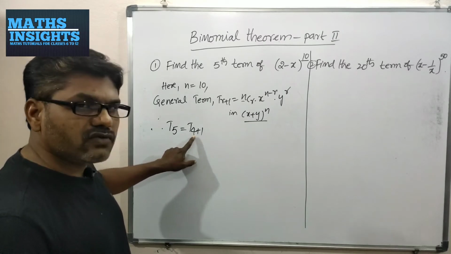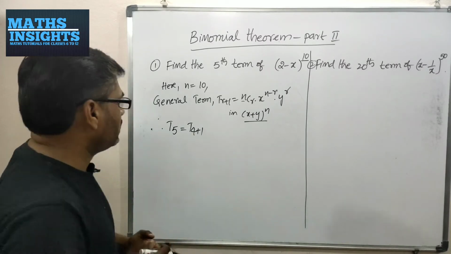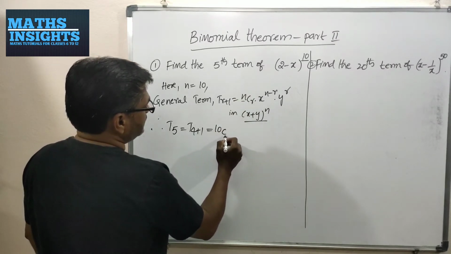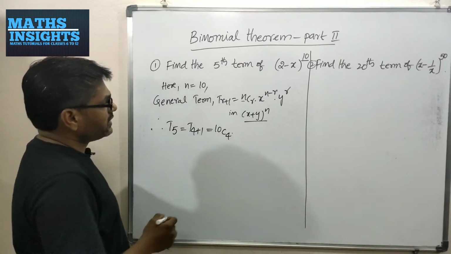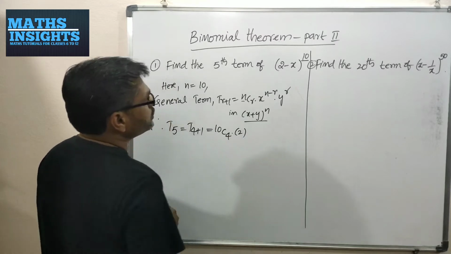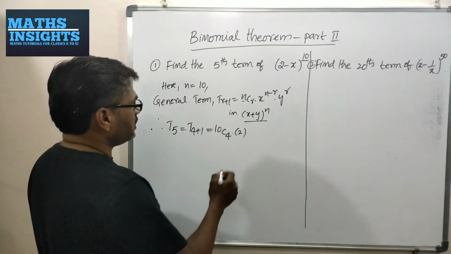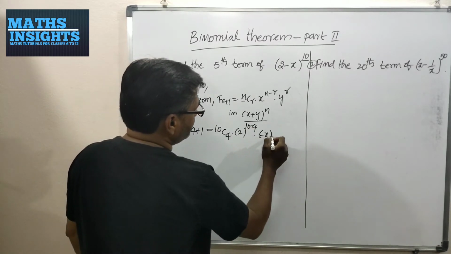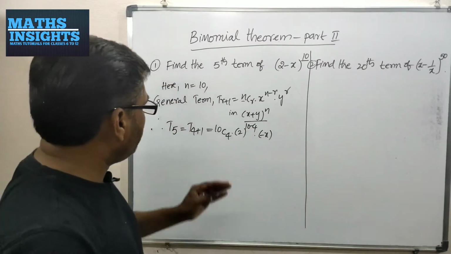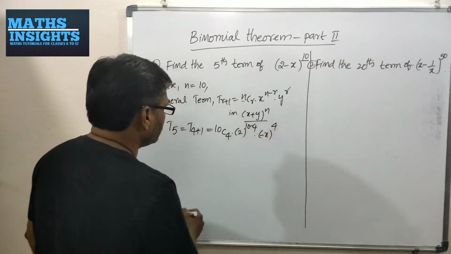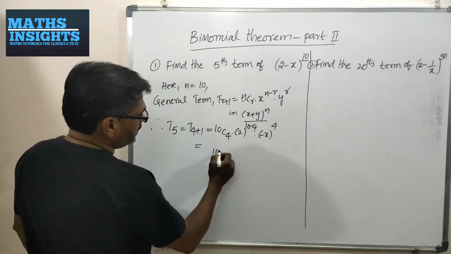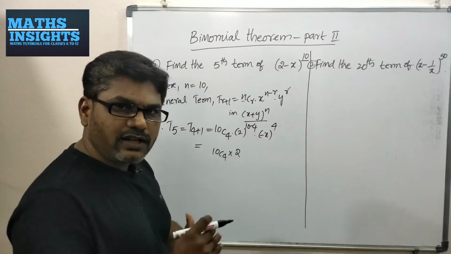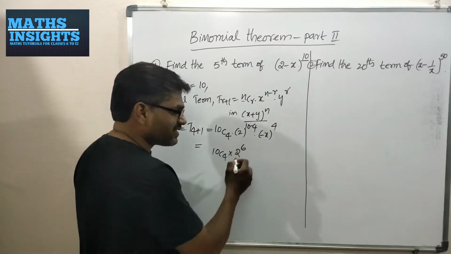The r value is 1 less than the term number. Therefore, nCr, where n is 10 and r is 4, into x is the first term. Therefore, 2 into n minus r, 10 minus 4, into y. Y is minus x. Be careful. Minus x whole power r, that is 4. That implies you have to find the 10C4 value into 2 power 10 minus 4, which is 6.